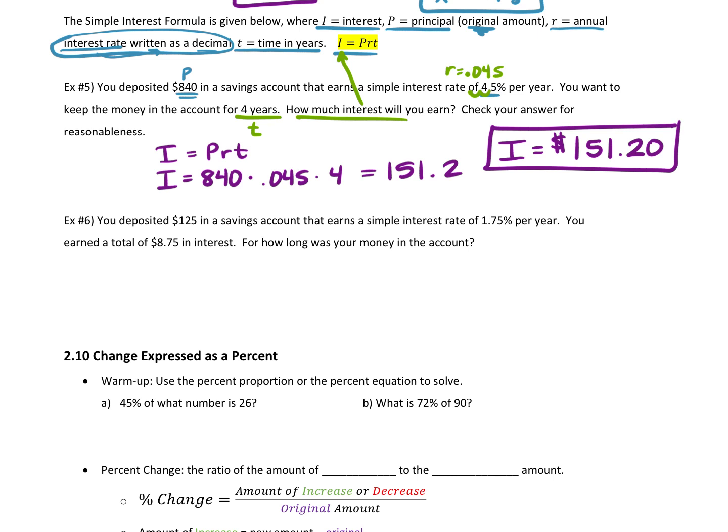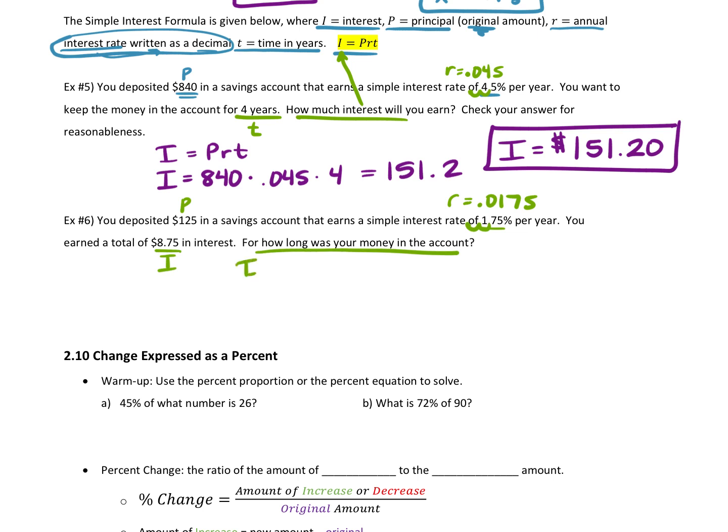You deposited $125 in a savings account. That's your principal. That earns simple interest rate of 1.75% per year. Not as great of an interest rate, right? So we're going to turn that into a decimal, 1, 2 to the left, because we're dividing by 100. Okay, that's your R. And you earn a total of $8.75 in interest. So that's your interest. The question is, how long was your money in the account? So we want to find T.